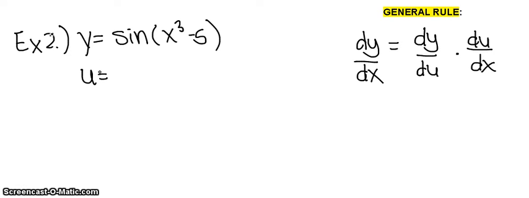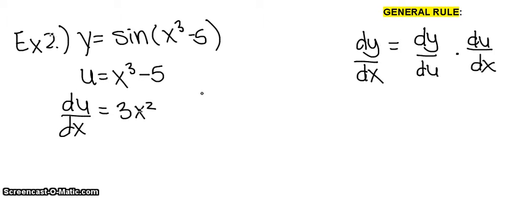We will once again pull out a piece of this function momentarily and call it u. U can be found in parentheses, in a square root, and in a power. In this situation, u will be x cubed minus 5. Now we will find du dx by taking the derivative of u. The derivative of x cubed minus 5 is 3x squared.